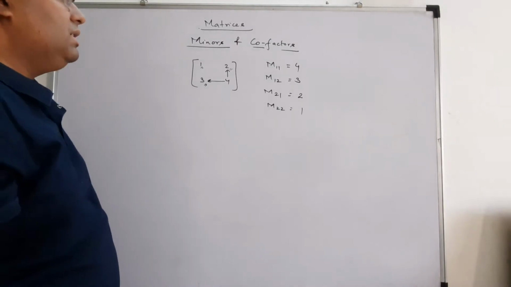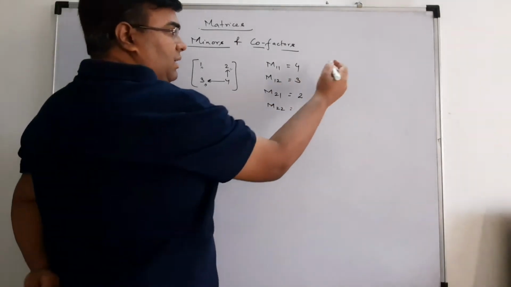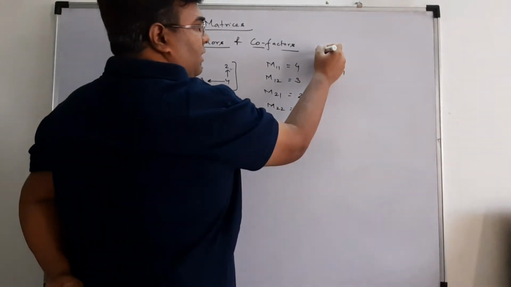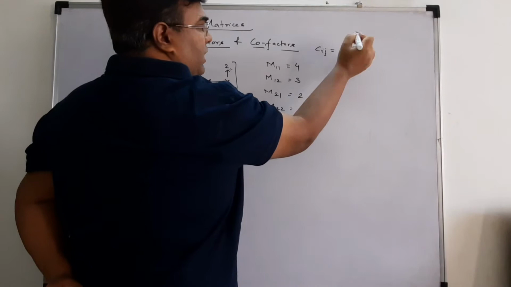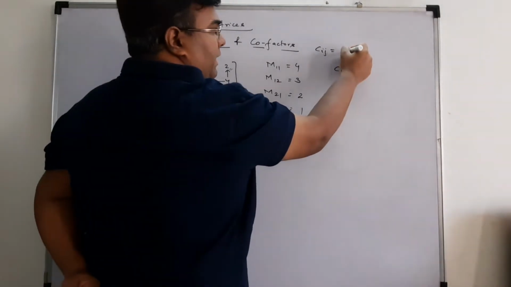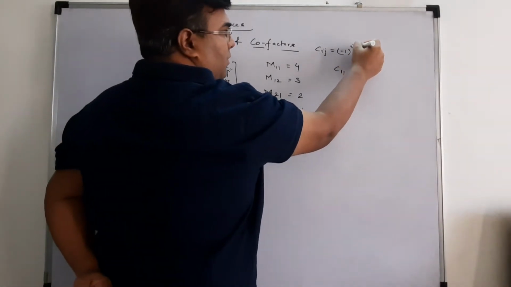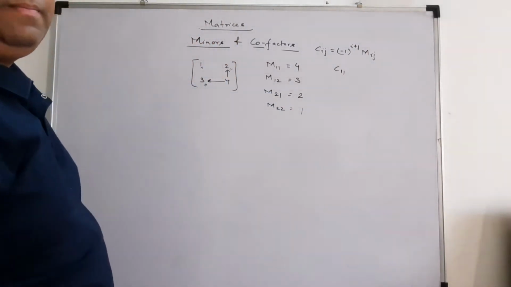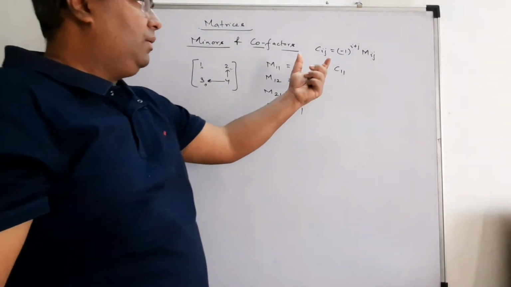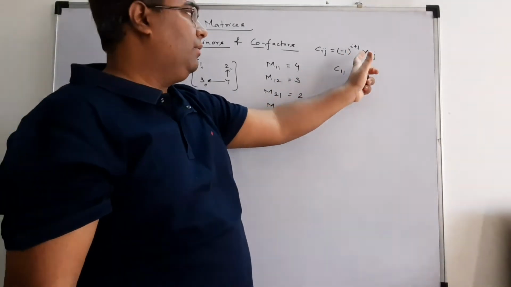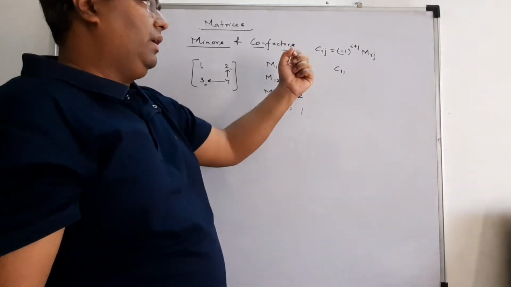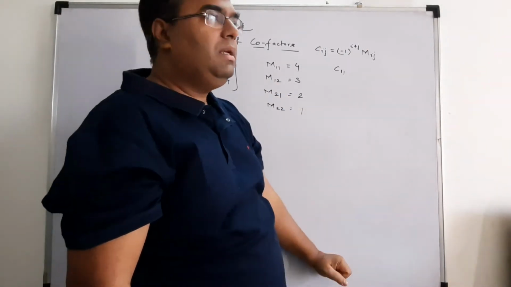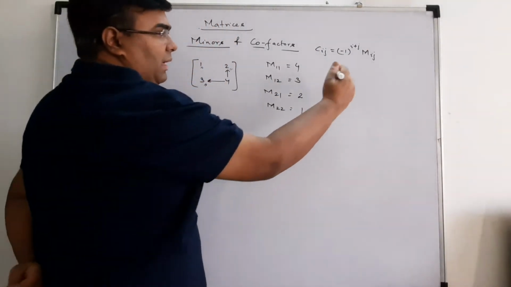Okay. Now let's understand the cofactors. The cofactor C11. Basically, cofactor has a formula. Cij is equal to minus 1 raised to power i plus j times Mij. Just understand this formula. This Mij is the minor, and Cij is my cofactor, and there is another factor which is minus 1 raised to power i plus j.